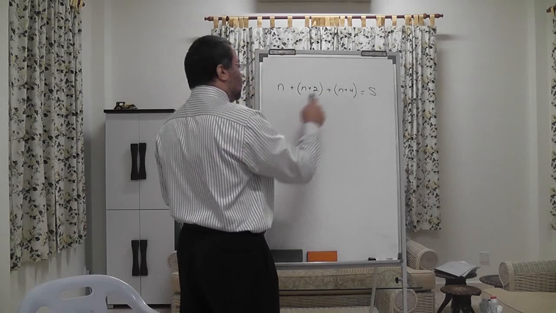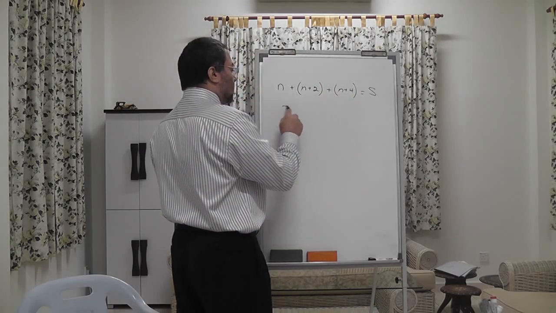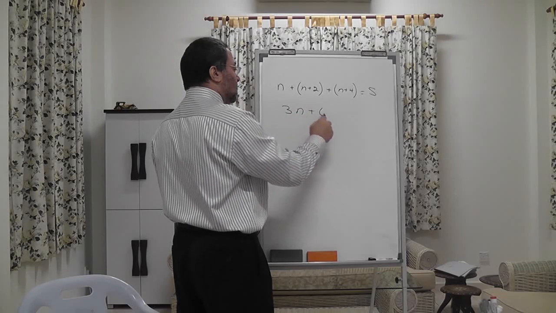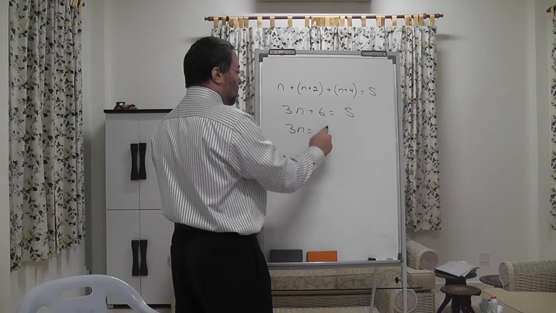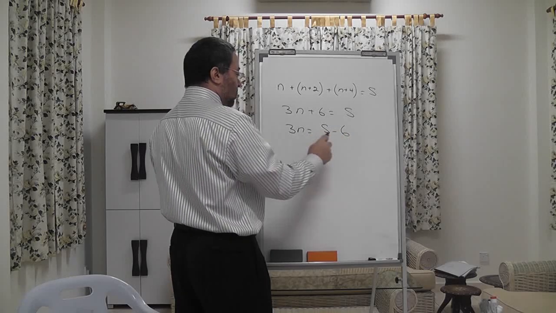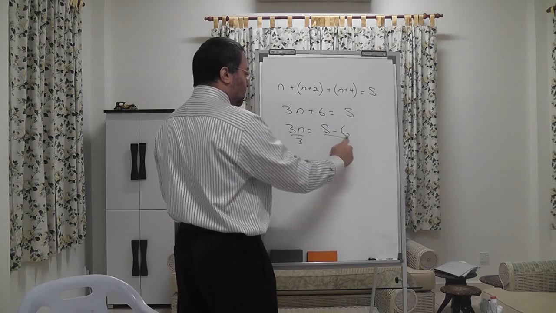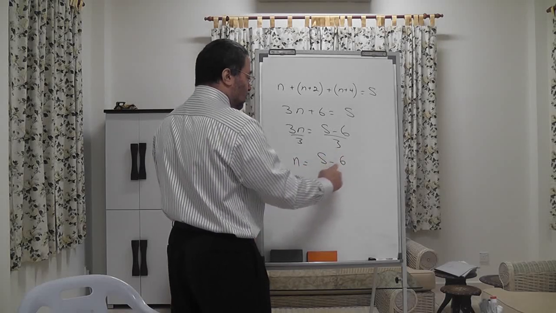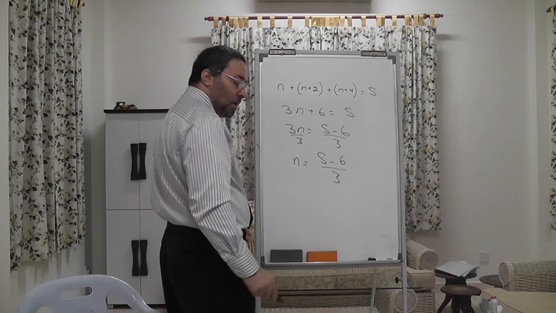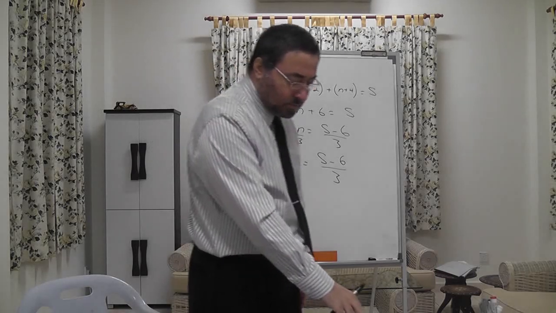Again, we remove the parentheses and we combine like terms, so that will be 3n plus 6 equals s, 3n equals s minus 6, and we divide by 3, and we have n equals s minus 6 over 3. And we have proven number 23.